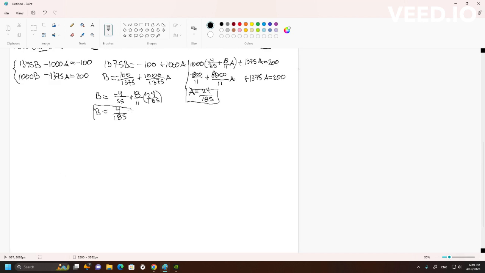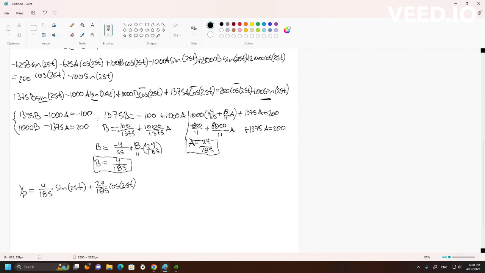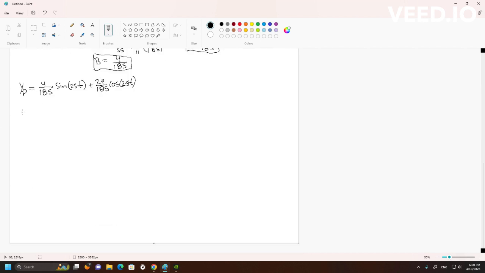And now we can replace the a and b in the main yp equation. If you remember from the beginning, we said that the differential of the yp will be equal to the ip, which is the steady current. So in order to solve the problem, we have to differentiate the yp, and the result will be the following.